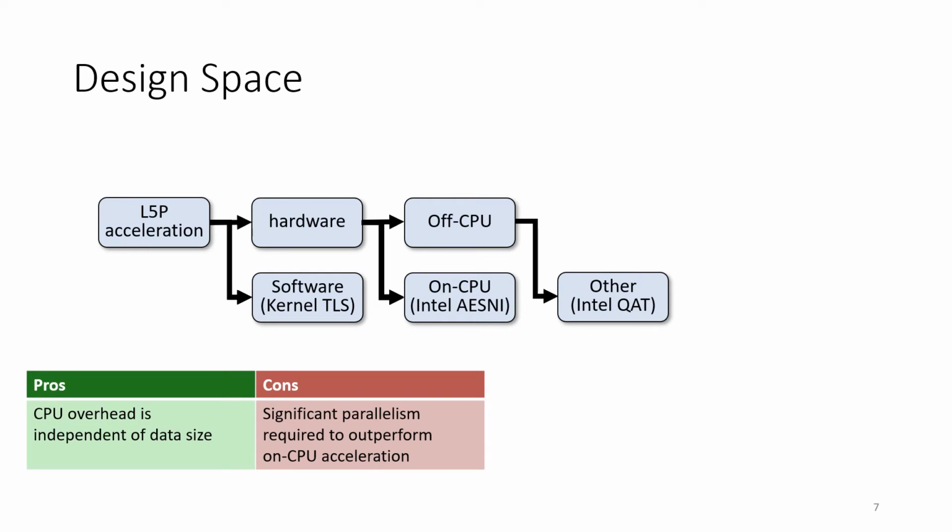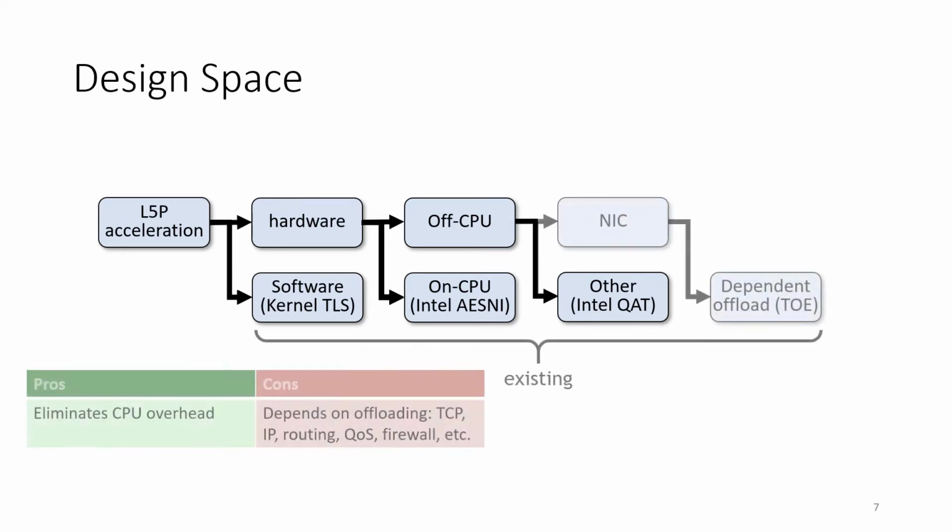Third, off-CPU acceleration, using external PCIe accelerators such as the Intel Quick Assist card, move computation outside of the CPU to avoid the CPU cycle overheads, but these require significant parallelism to perform well and introduce some overhead of their own when they transfer data between accelerator and CPU memory.